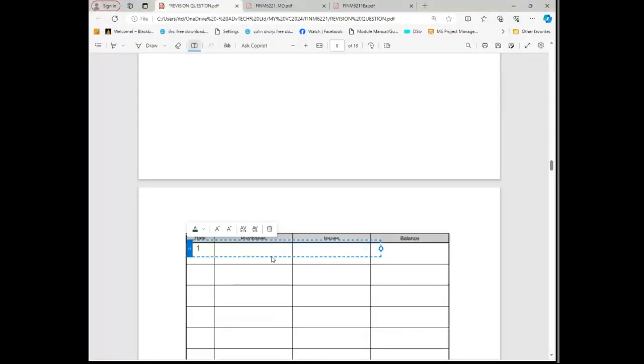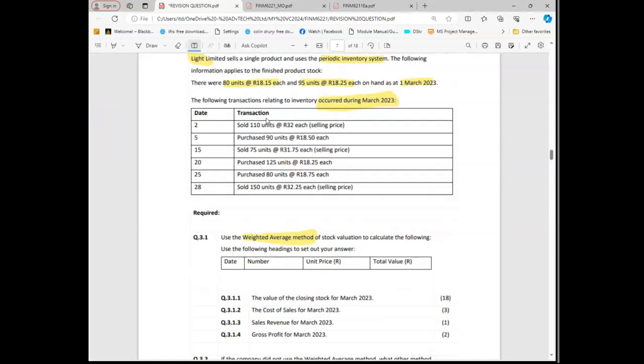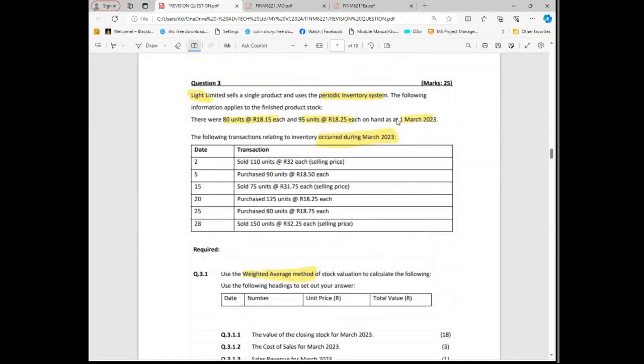Yes. So obviously we have to start here with the balance. The balance at the beginning: 80 units at 18 rand. That's the first one.